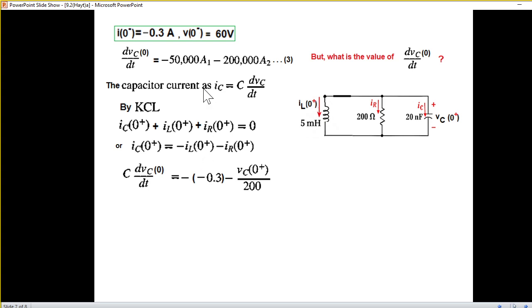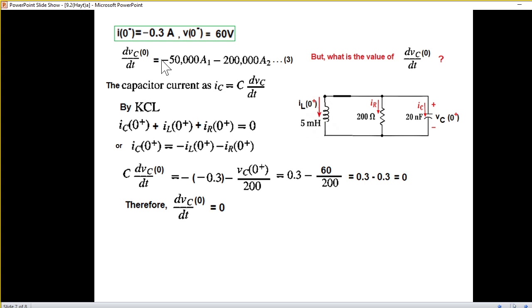And this one we can write as C dVc/dt. IL0 was minus 3, which we had found from here, so we'll plug that value in. Now IR(0+), we have to see from here, IR(0+) is actually this voltage divided by resistance. Now this voltage VC0 we have found out already, so we will use that. That is 60. So VC0 over 200. That means it is minus minus 3 plus, and minus this is 60 divided by 200. So this will also be 0.3. So the answer is 0. So C dVc/dt is 0. Therefore dVc/dt is also 0.